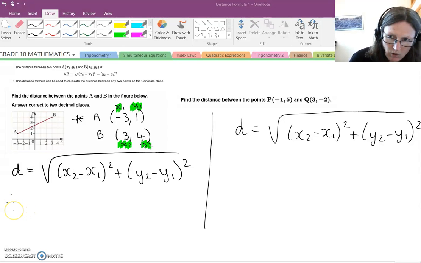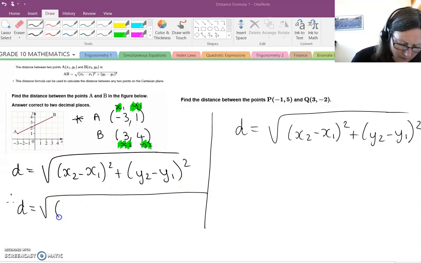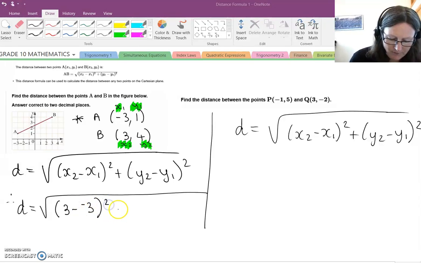distance formula. So I write my formula out first, and then I write the distance is equal to the square root of x2, which is 3, subtract x1, which is -3, and I have to square that. And then I add y2, which is 4, and I subtract y1, which is 1, and I square that.